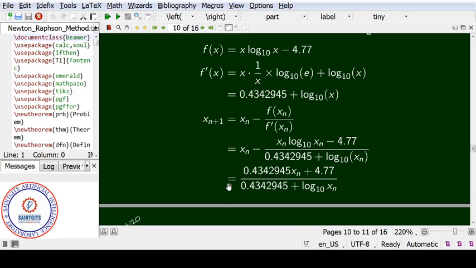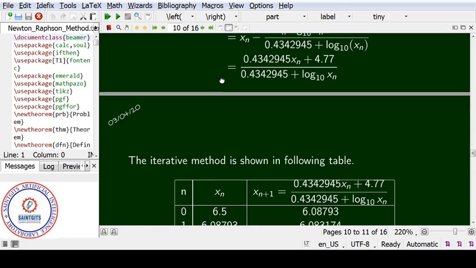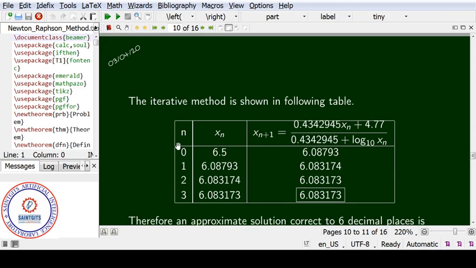As in the previous case, we form a table with the 3 columns. First column corresponds to the iteration or epoch, the second one is the current value of x, and the third column is the next approximate value xn plus 1. So when n equal to 0, x0 is 6.5. Then we substitute x 6.5 in this expression, we get the next approximation. Then I choose this for the current approximation. Using this in the iterative formula, I get the next iterated value.